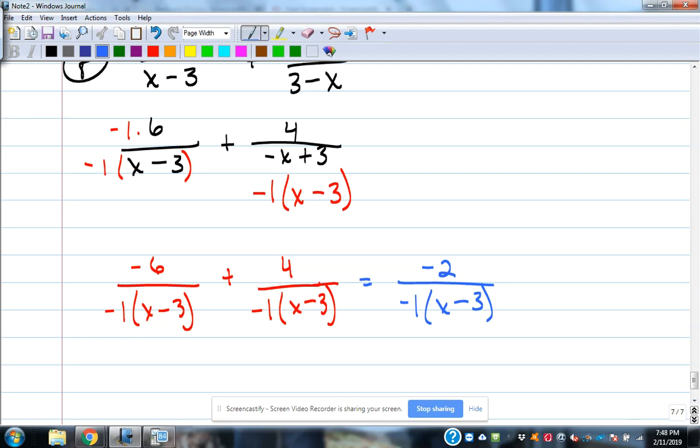If that's the common denominator, can I simplify that? Remember when we do fractions, we always simplify at the end. Oh yeah, negative 2 divided by negative 1 is 2. So that'd be 2 over x minus 3.